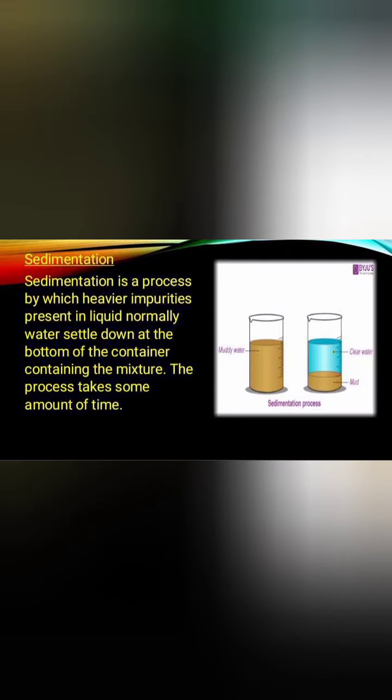Next, sedimentation. Sedimentation is a process by which heavier impurities present in liquid, normally water, settle down at the bottom of the container containing the mixture. While this process actually takes some amount of time, sedimentation is a physical water treatment. So there in the picture, it is muddy water. It takes time for the mud and the water to be separated using the sedimentation process.